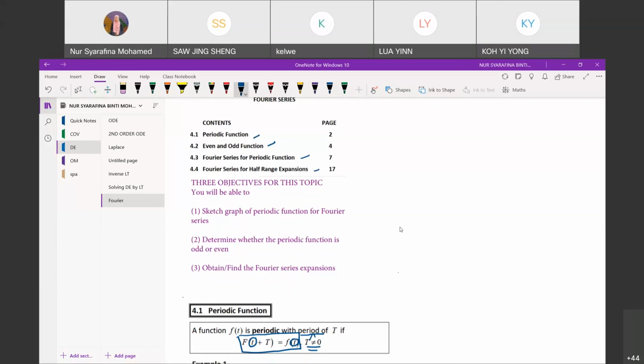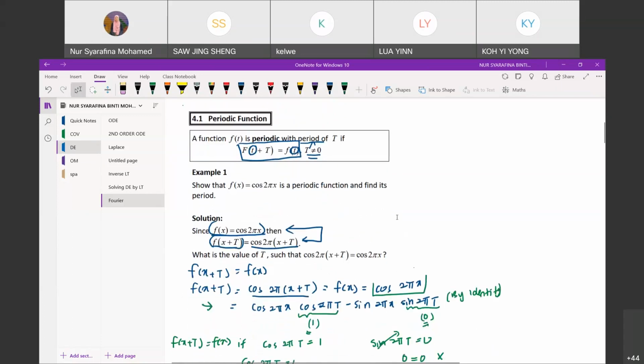So we are going to have 3 objectives. At the end of the topic, you will be able to sketch graph of periodic function, to determine whether the periodic function is odd or even, and to obtain the Fourier series expansion. Okay, so what is periodic function? Periodic function is given by f(t + T) = f(t).